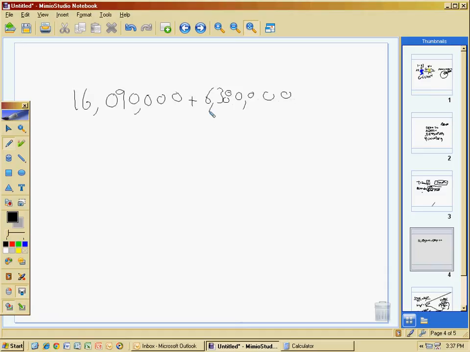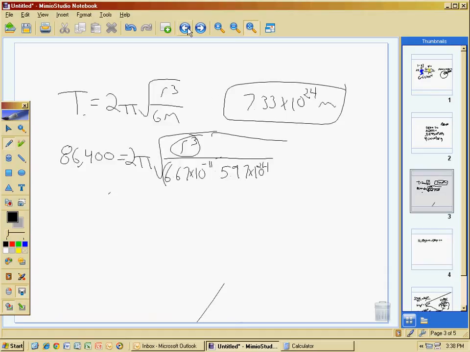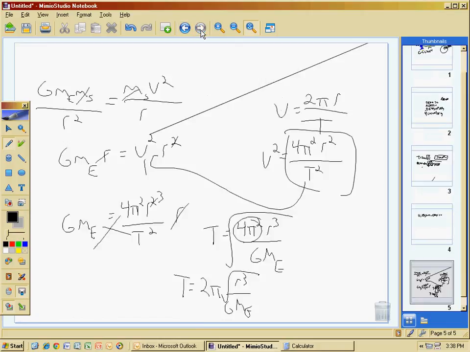And now it asks you, how fast is the satellite orbiting? That's not period. But what we're going to do is come back to over here. We're going to go back one step, to when we had this derivation. We're going to use an easier derivation here.